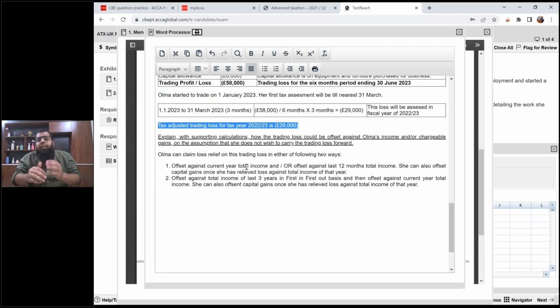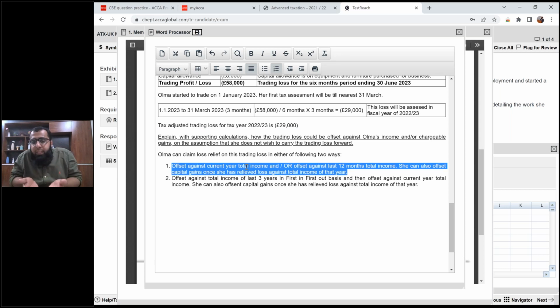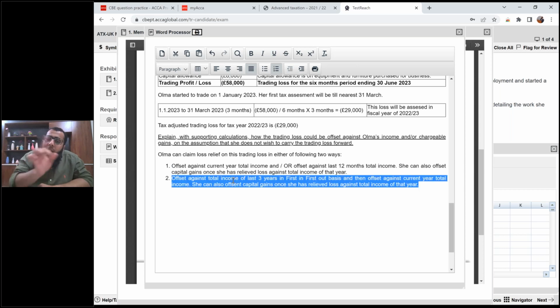Then he asked us what are the options in which we can claim relief. We can offset against the current year total income and last 12 months total income. The sequence is not necessary. You can go back directly also. Another option is that you can offset against total income of the last 3 years on a first in, first out basis.